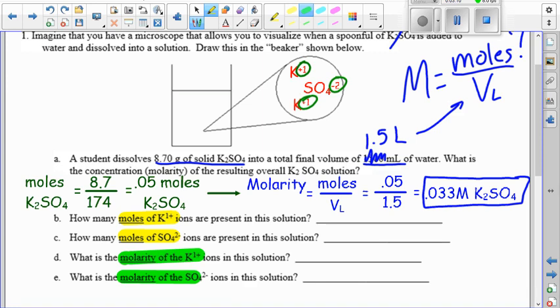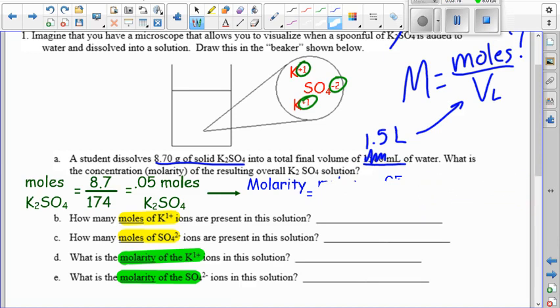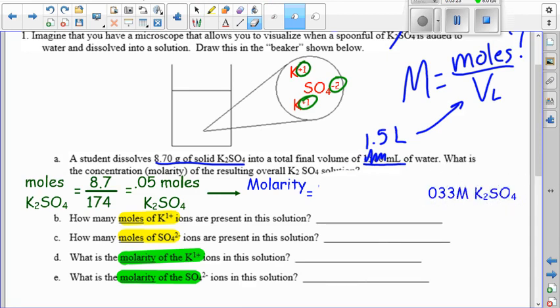So for this first one, talking about the moles of potassium, let me get some of this out of the way here, kind of clear this up. Actually, what I really want to do is save this number right here for later. So that's the molarity of our solution. But for this guy, where it says how many moles of K, well, we have 0.05 moles of this whole thing. There are 2 potassiums in every 1 potassium sulfate. So 0.05 times 2 will tell us we have 0.1 moles. Again, we're talking about moles of K+.